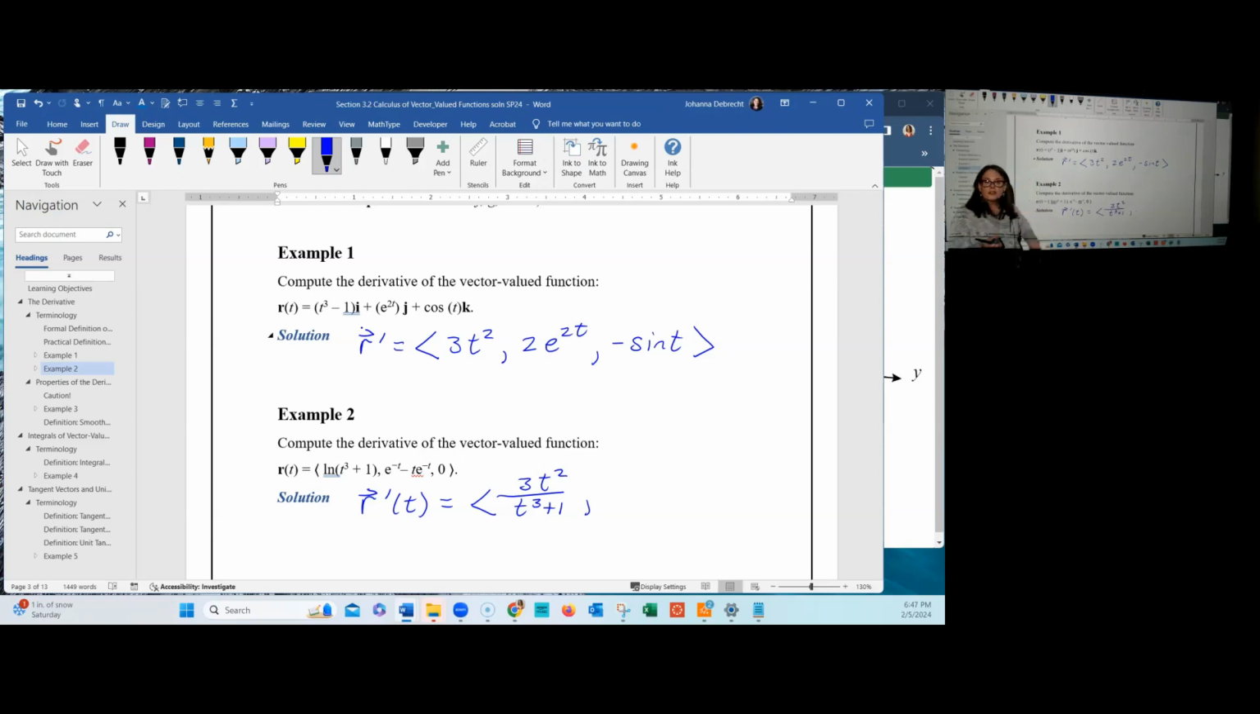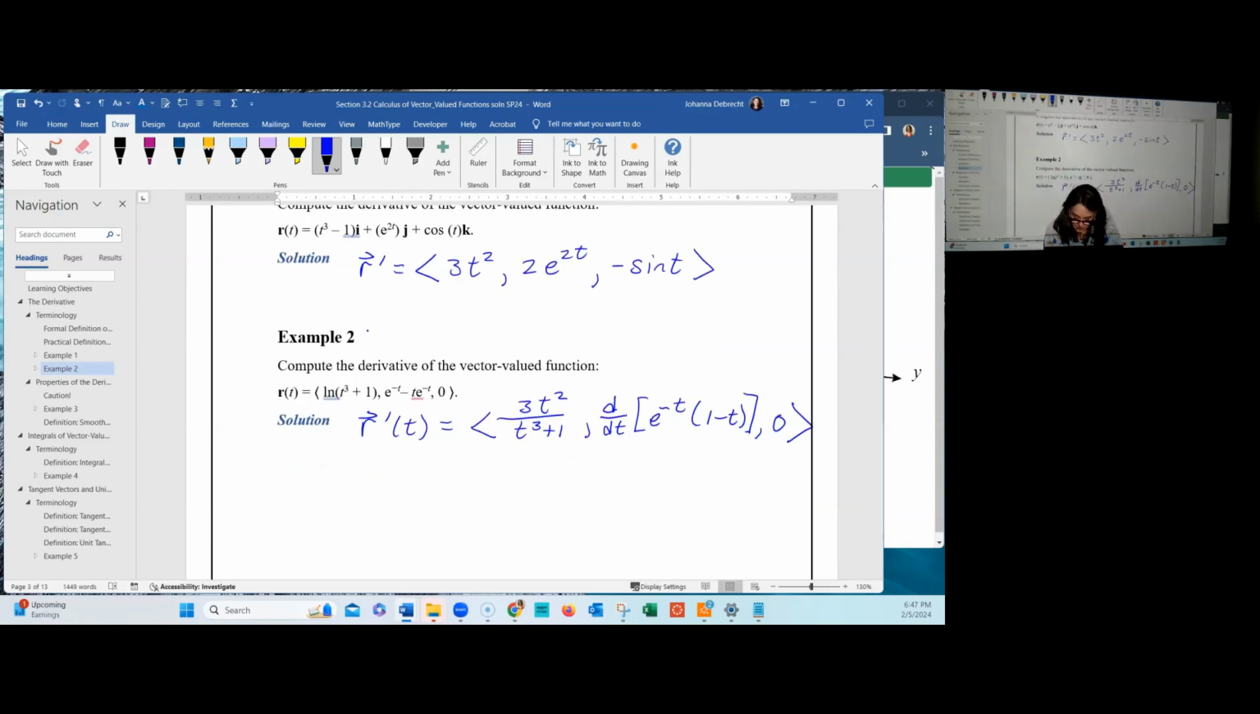Now, since you have to use product rule, it may be more advantageous for you to factor out the e to the minus t before you do the derivative. So you could compute the derivative with respect to t of e to the minus t times 1 minus t. And then, of course, the derivative of 0 is still 0, so that one is done. And then I can apply the product rule because this is a real valued function, just like if it was in calculus 1. So the derivative is the same as it was in calculus 1. So when I take the derivative now, I've got to apply the product rule.